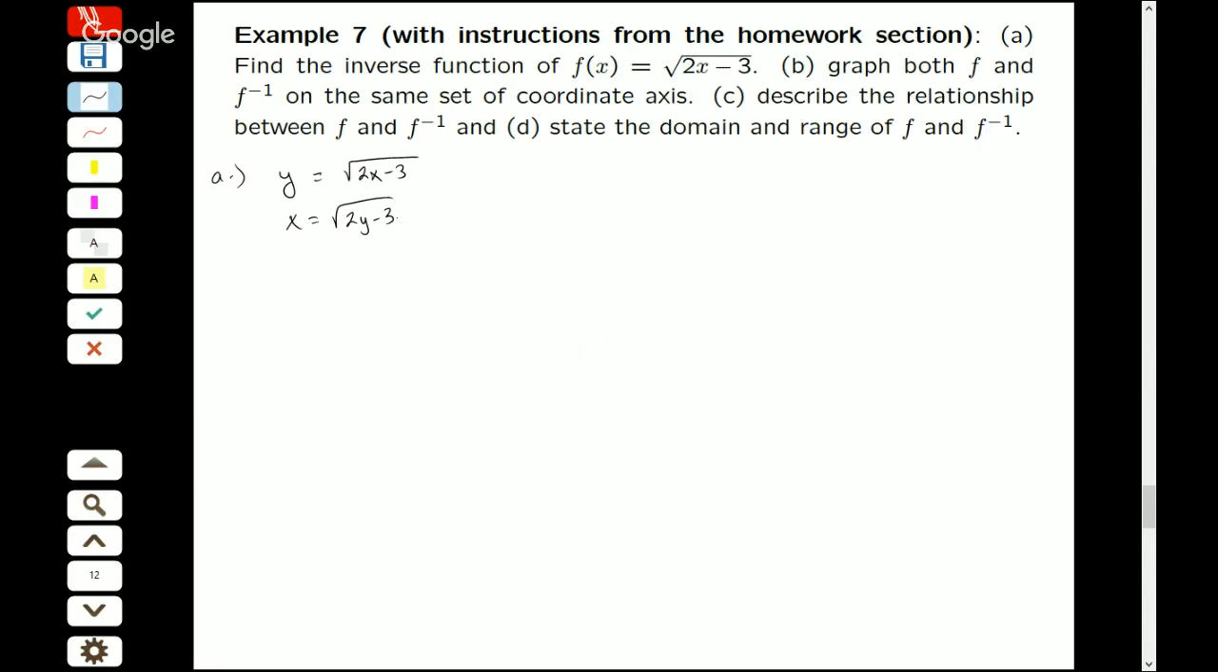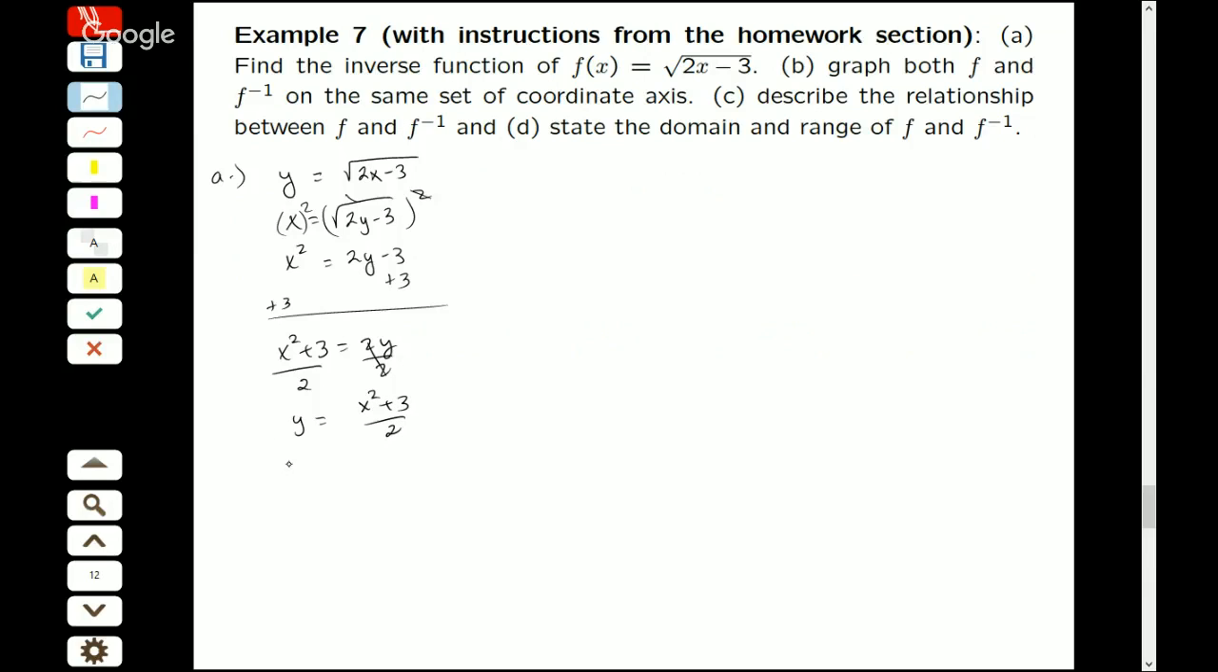Solve that for y. So how do I get y by itself? What should we do first? Square. So I get x squared is equal to, those cancel, 2y minus 3. Then what should we do? Add 3. So we get x squared plus 3 is equal to 2y. Then what? Divide by 2. So we get y is equal to (x squared plus 3) over 2.